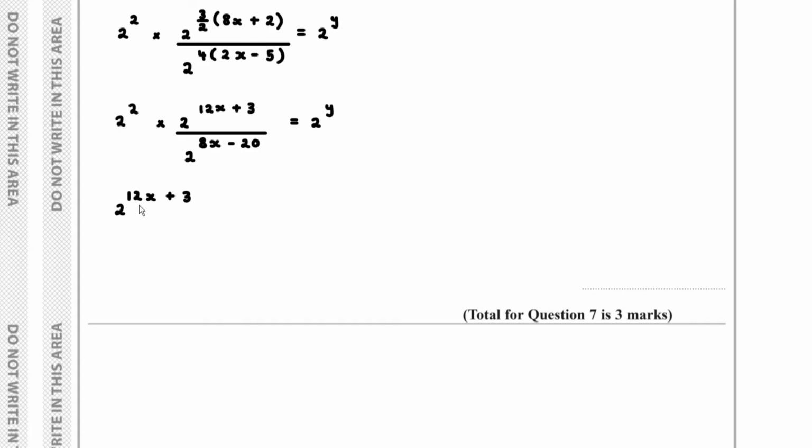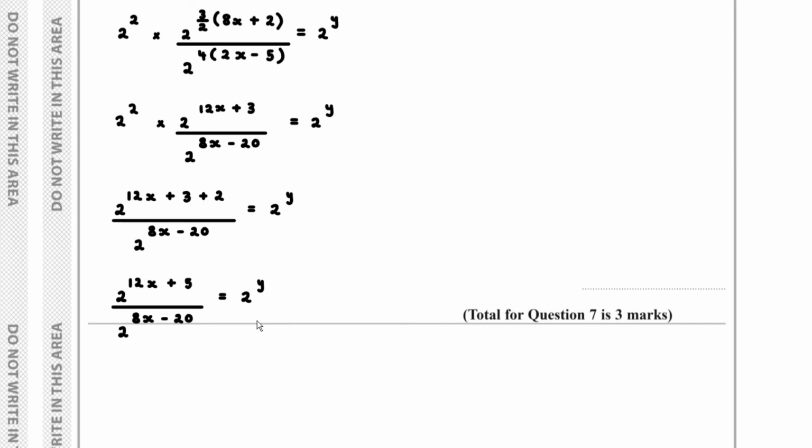So we have 2 to the power of 12x plus 3. And because we're multiplying this by 2 to the power of 2, we have the same base and we are multiplying, so we add the powers. So we add on this 2. And on the bottom we have 2 to the power of 8x subtract 20. And this is equal to 2 to the power of y. When we have the same base, we subtract the powers. But first, let's simplify the 12x plus 3 plus 2. So here we have 2 to the power of 12x plus 5. On the bottom we have 2 to the power of 8x subtract 20. And this is equal to 2 to the power of y.